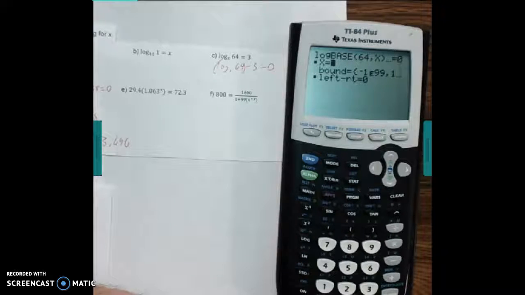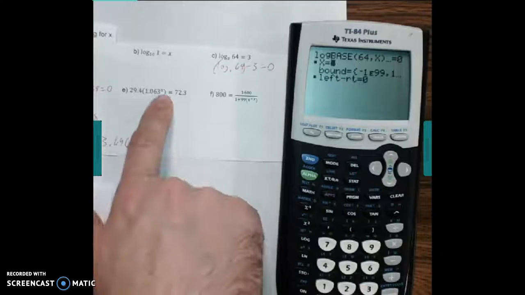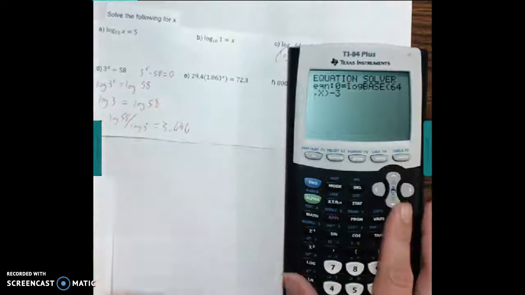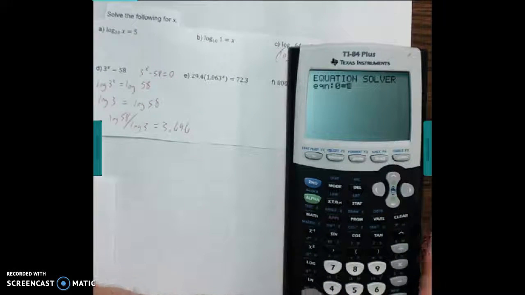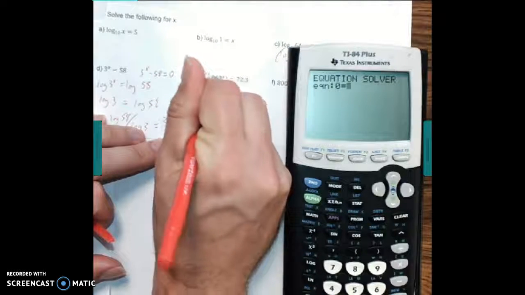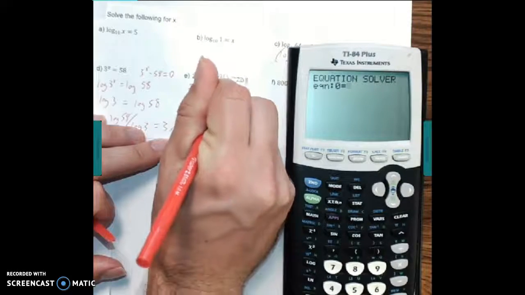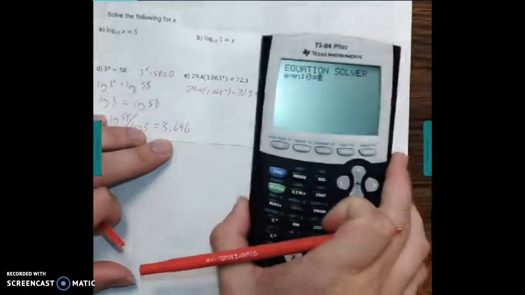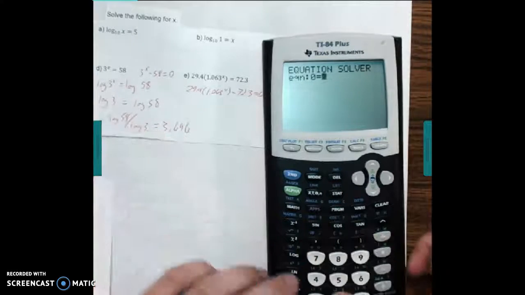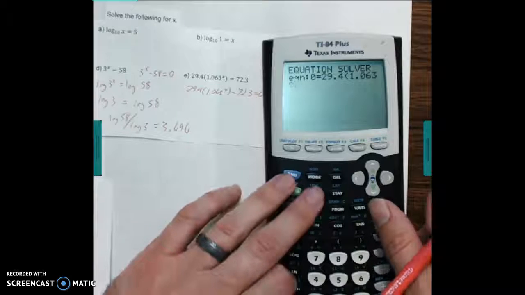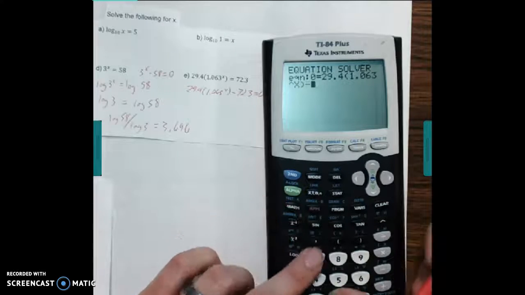So not too shabby. While I'm here, let's do this exponential function right here. So I've got 29.4 times 1.063 to the x power equals 72.3. Got to get a 0 over here. So I'm going to do 29.4 times 1.063 to the x power minus 72.3 equals 0. So that's what I'm going to type into the solver here. 29.4 times 1.063 to the x, all minus 72.3.